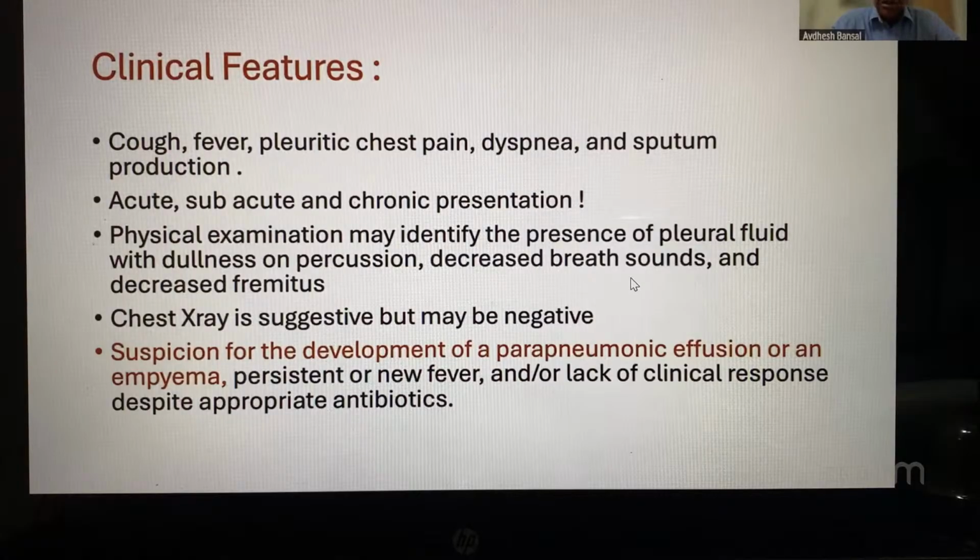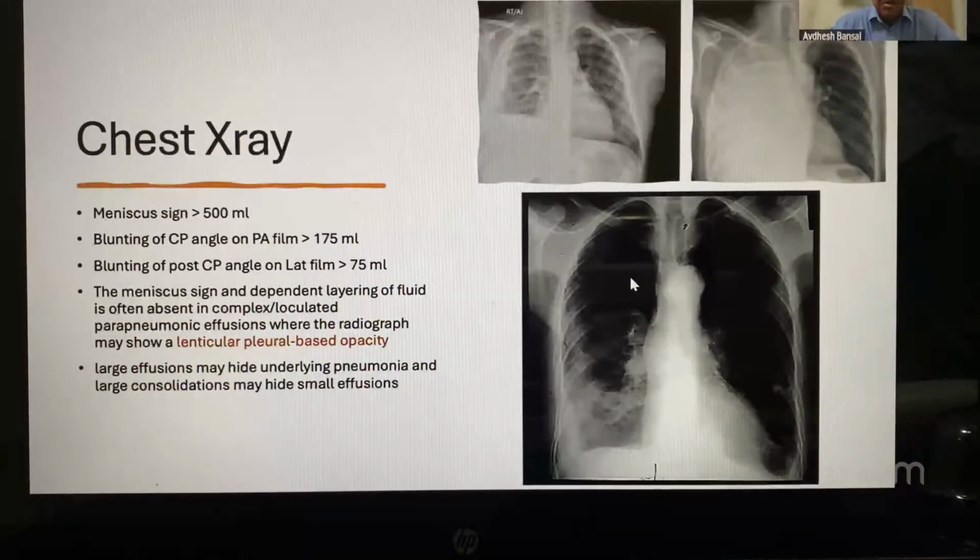And chest X-ray is the first investigation, which is suggestive of some kind of empyema. But remember, it may be negative, and the reason could be that sometimes the consolidation is big and it hides a small fluid accumulation. Sometimes the fluid is huge and it actually hides the pneumonia. So you may not be able to make a diagnosis of empyema based only on the chest X-ray. But when should you suspect empyema in such patients? When the fever persists, or there is a new fever, or there is a lack of clinical response with appropriate antibiotics. At that point, you must suspect empyema. But like I said, chest X-ray is the most important thing.